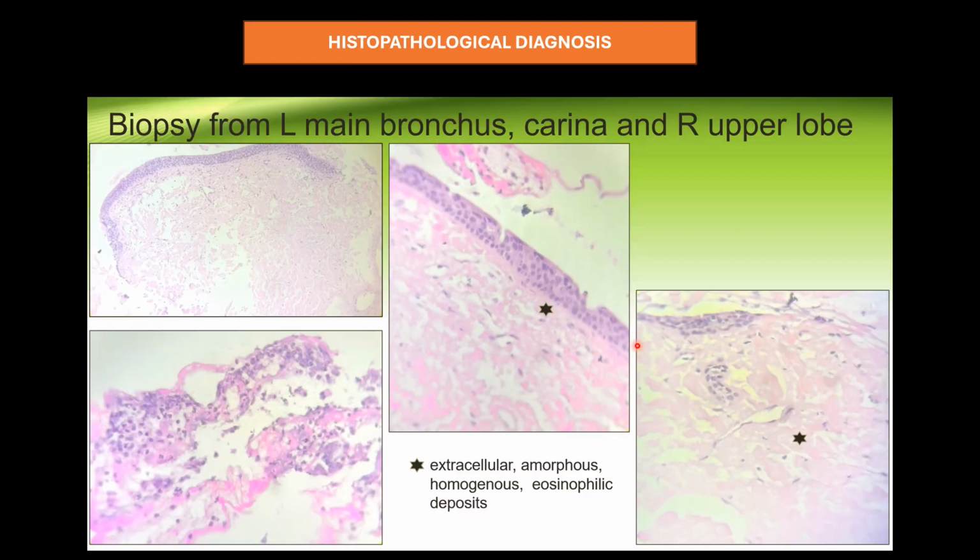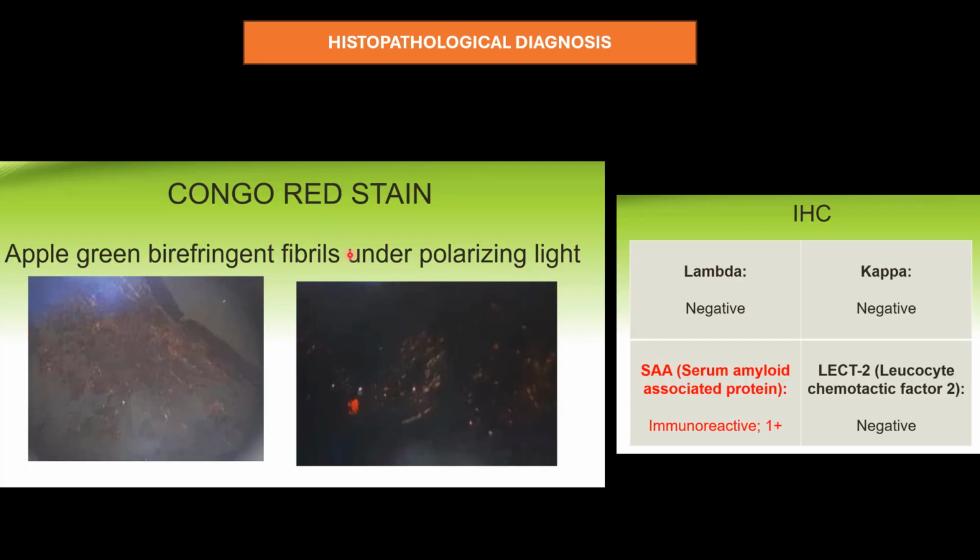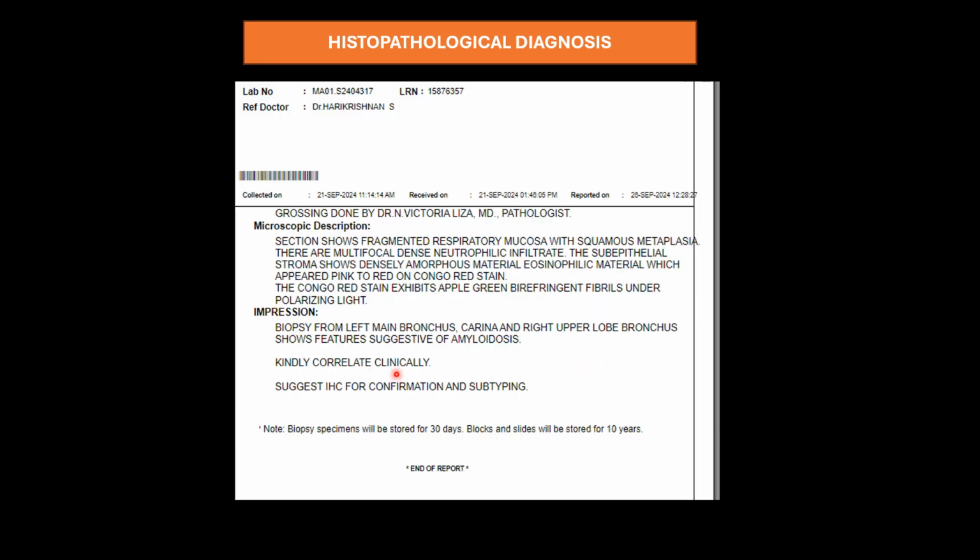A biopsy was done from this tracheal wall thickening, in which we saw amorphous homogeneous eosinophilic deposits. Congo red stain was done because the possibility of amyloidosis was raised. In that we were able to see the typical apple green birefringent fibrils under polarizing light. IHC also showed that this patient had elevated levels of serum amyloid associated protein. So the diagnosis of amyloidosis was considered in this patient based on the radiological diagnosis of wall thickening and confirmation by biopsy.